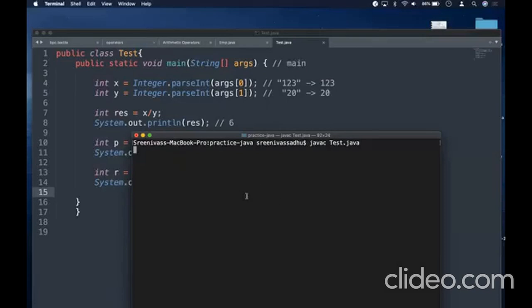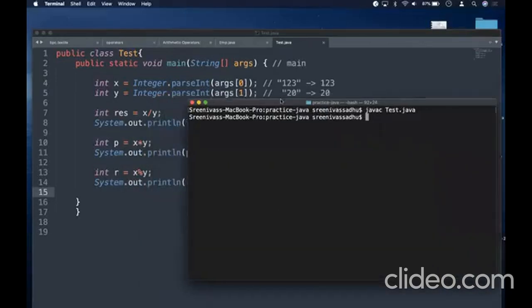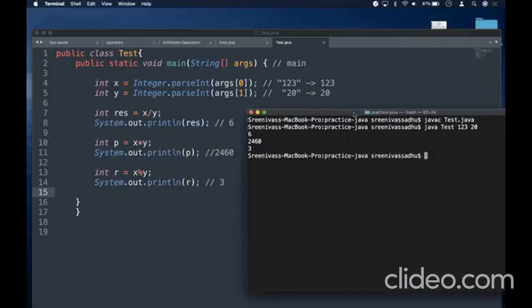The compiler is taking some time. It's a simple program: one division, one product, and one modulus operation. Yeah, compiled successfully. When I run it here, I need to pass values, so I pass 123 and 20. Let's see the answers. x by y is 6, the product is 2460, and the modulus is 3. So this is how the multiplicative operators work.